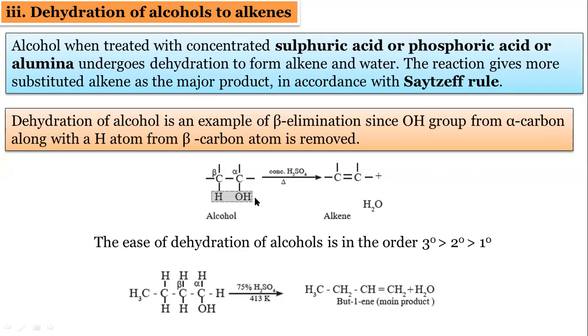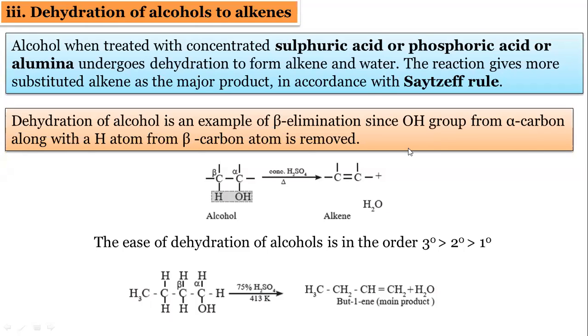The OH atom is bonded to the carbon. This carbon is called alpha. And the carbon nearer to alpha is beta. So the OH is removed from alpha and the hydrogen from beta, by using the reagents.